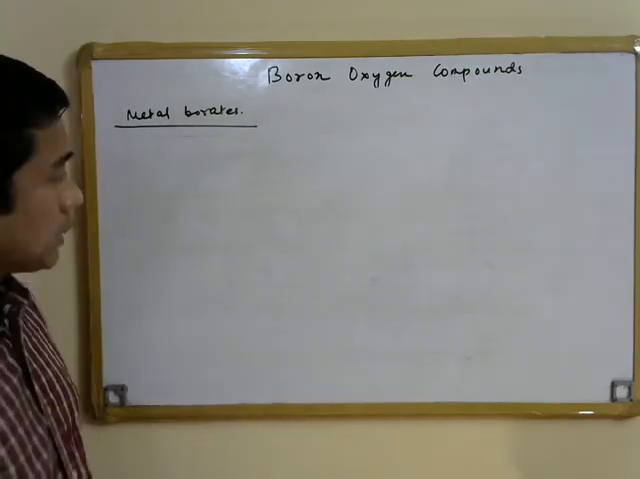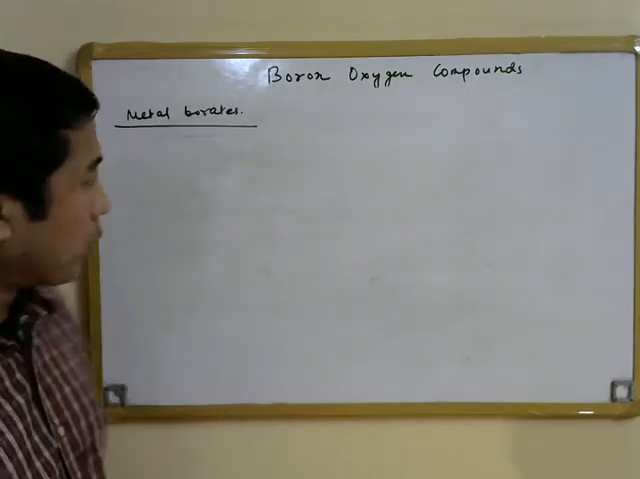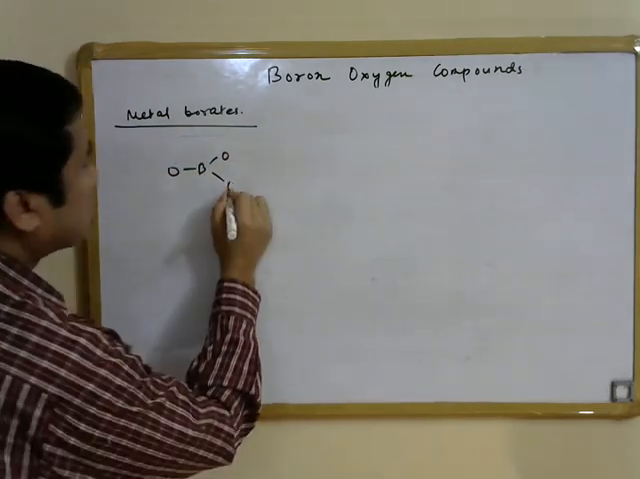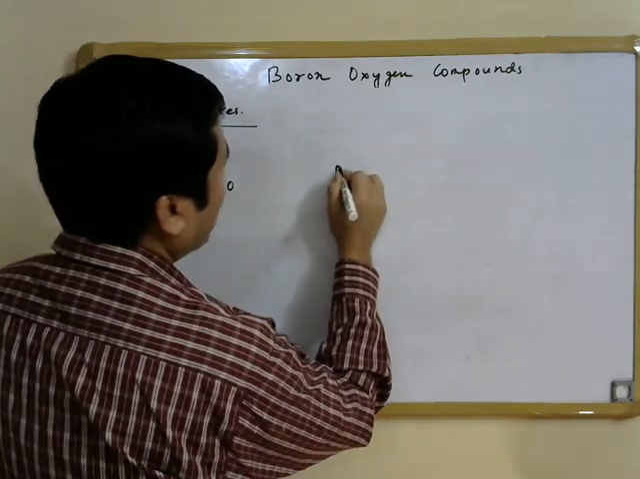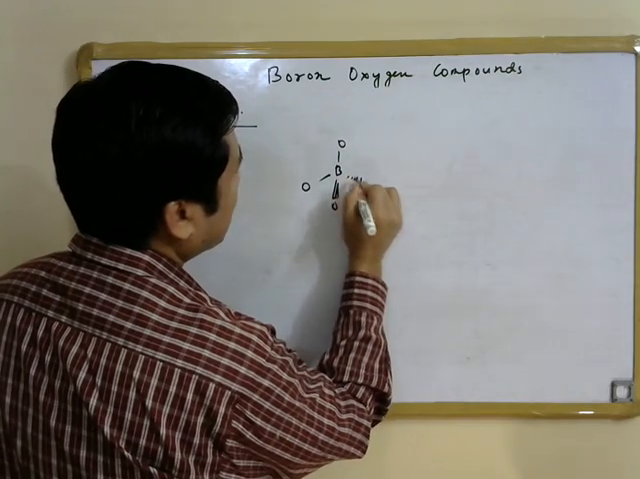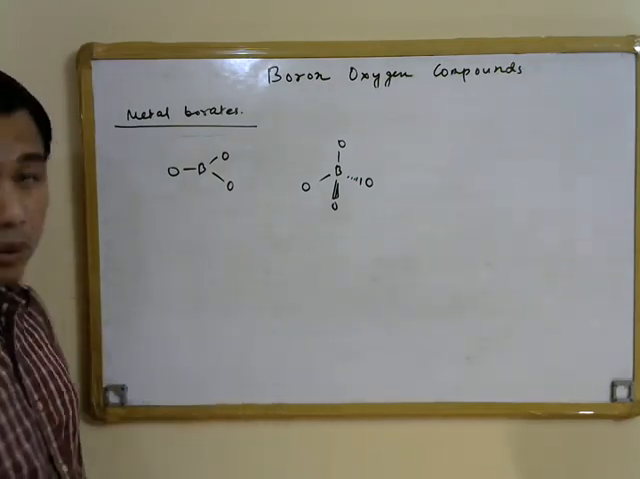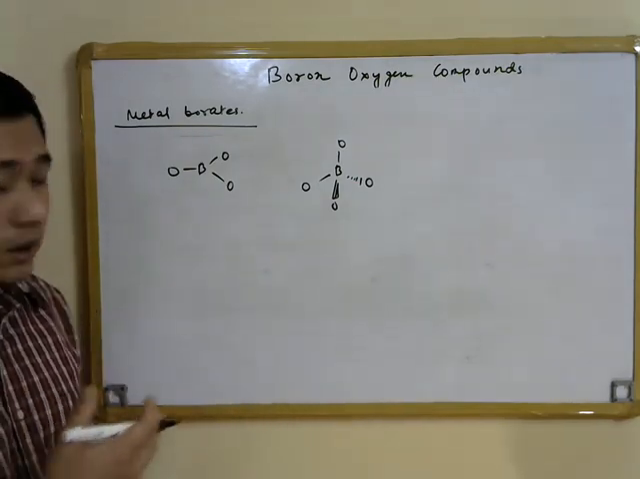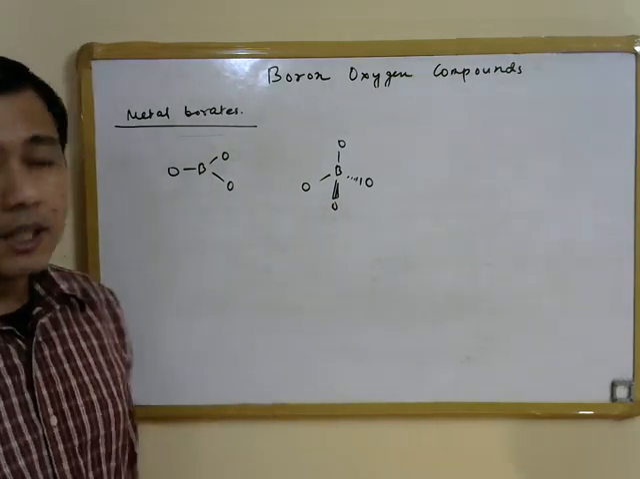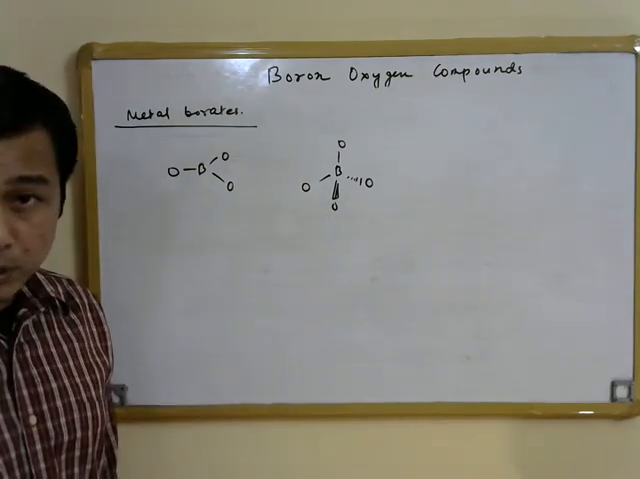When one looks at the borate structures, what one finds is that boron atoms can have 3 oxygen atoms attached to them, as well as 4 oxygens attached to them in these metal borates. When 3 oxygen atoms are attached to the boron center, the geometry on the boron is trigonal planar. Here it is sp2 hybridization. When 4 oxygen atoms are attached to the boron, then it becomes tetrahedral with sp3 hybridization.